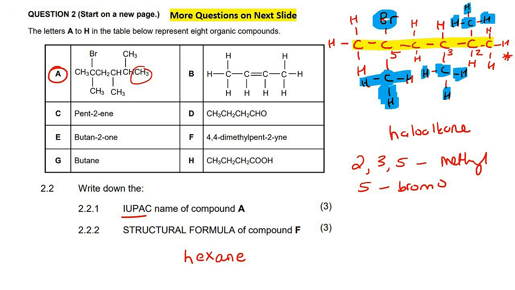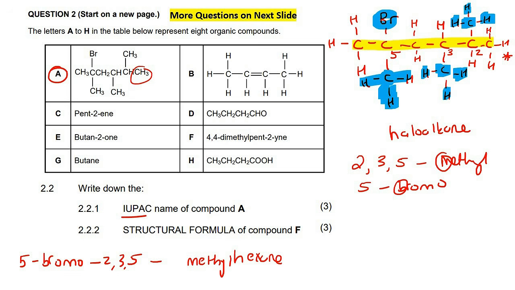Now, the rule of IUPAC says it must be alphabetical. So B comes first, so we're going to start with that one. So we're going to say 5 bromo. Then we're going to say 2, 3, 5. And then we're not just going to say methyl. We're going to say trimethyl because there's 3 of them. If it was 2, you would say di. If it's 3, you say tri. And so that would be the name of this molecule.